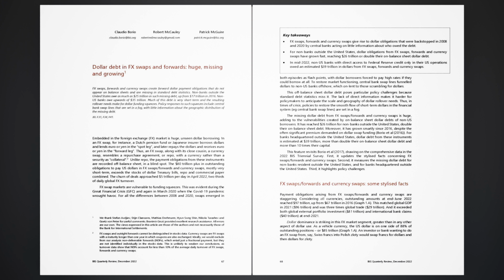In an FX swap, for instance, a Dutch pension fund or Japanese insurer borrows dollars and lends euro or yen in the spot leg, and later repays the dollars and receives euro or yen in the forward leg. Thus, an FX swap, along with its close cousin, a currency swap, resembles a repurchase agreement, or repo, with a currency rather than a security as collateral. Point 2. Unlike repo, the payment obligations from these instruments are recorded off balance sheet, in a blind spot.